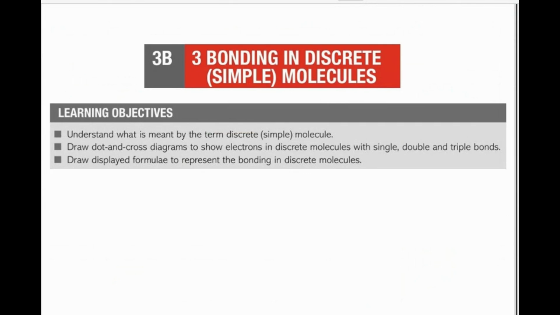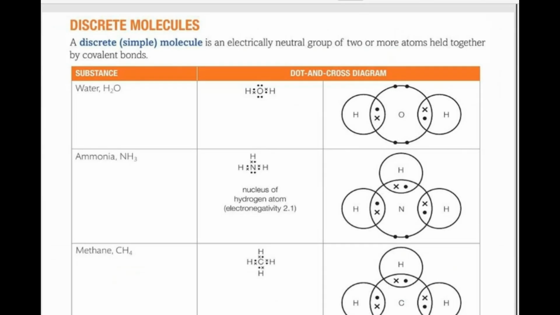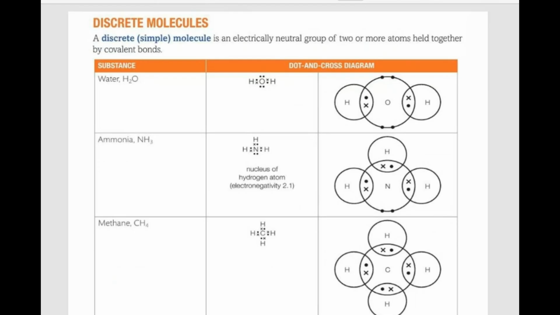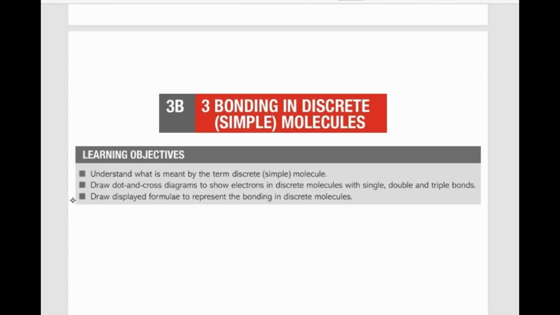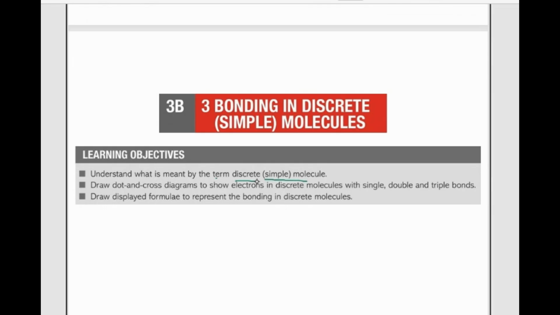All right, so here we are done. Now we move on to the bonding. This particular part I am not explaining because this is already done in O levels. So they're asking you to draw dot and cross diagrams. You can easily do it. So this is your learning objective: understand what is meant by the term simple molecules, or discrete. Discrete means simple covalent molecules, right?